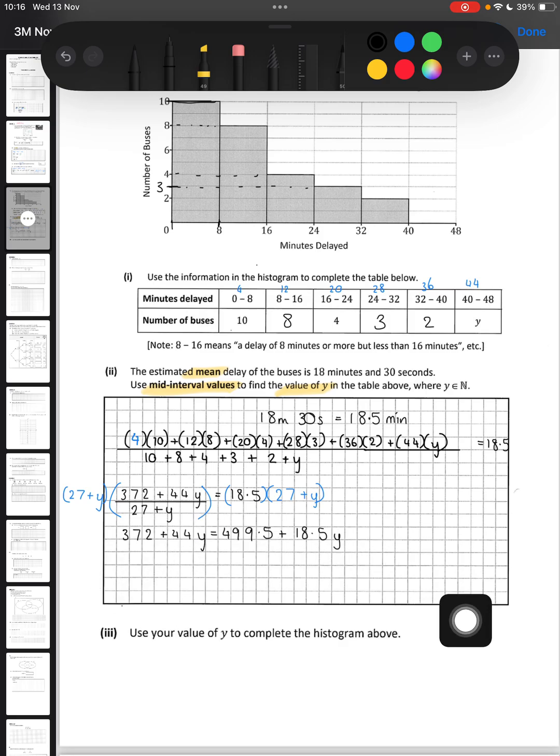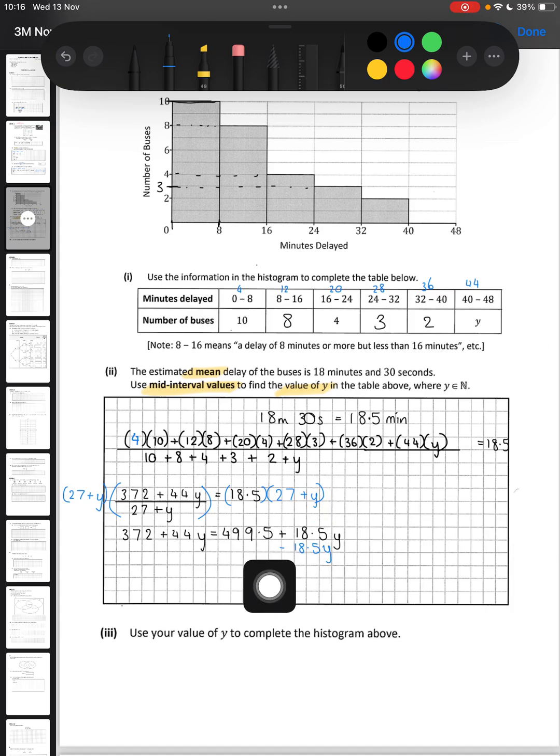Now you can kind of see how we can get y very easily. Just get all your y terms on one side, all your constant terms on the other. If you want, you can get rid of the 0.5s by multiplying across by 2, but they're not really bothering me here. I know how to work with 0.5s. So I'm just going to move all my y terms to the left. I need to get rid of this 18.5y term on the right, so I'm going to subtract 18.5y.